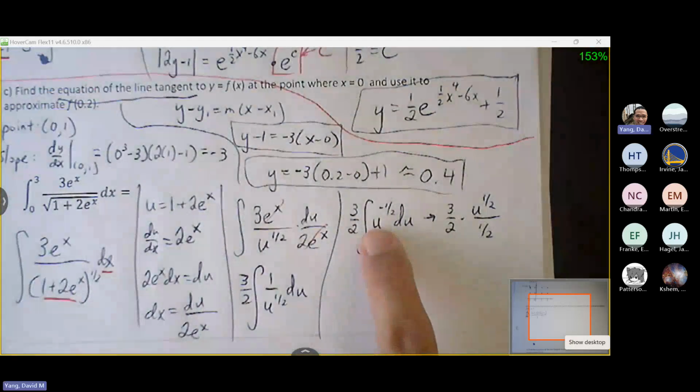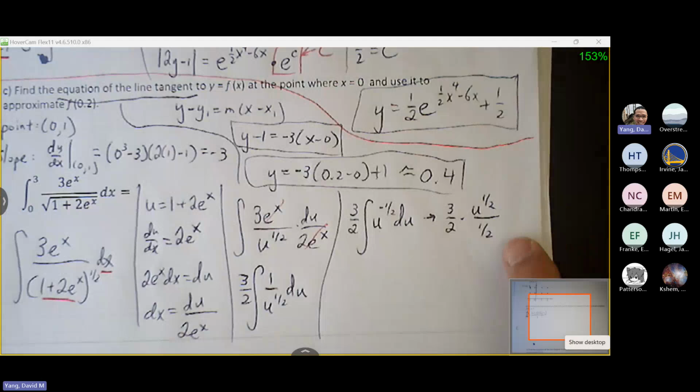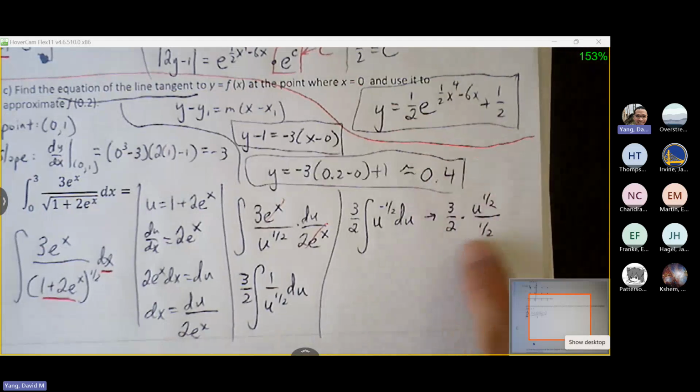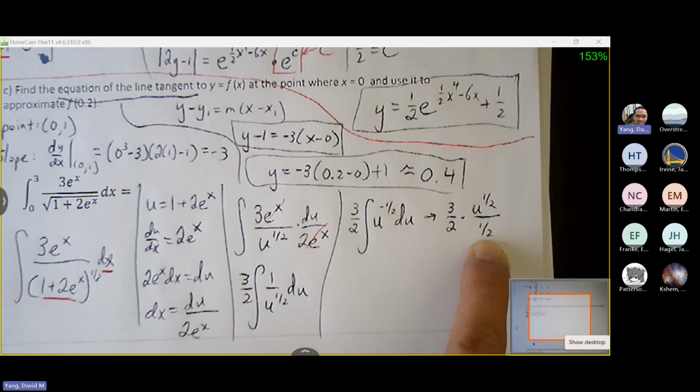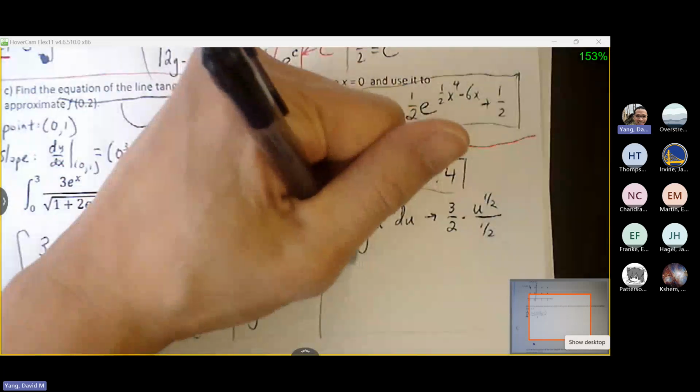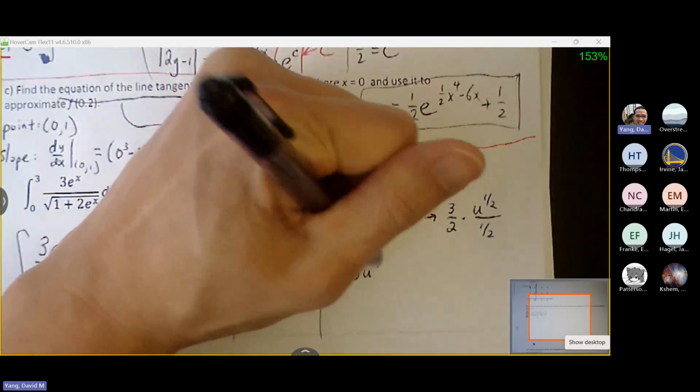Okay, so there's my power rule. U to the negative 1/2 becomes u to the 1/2 over 1/2. I'm ready to think about evaluation. I would like to flip that 1/2 up as 2. So 3/2 times 2 is just 3, and 3u to the 1/2.